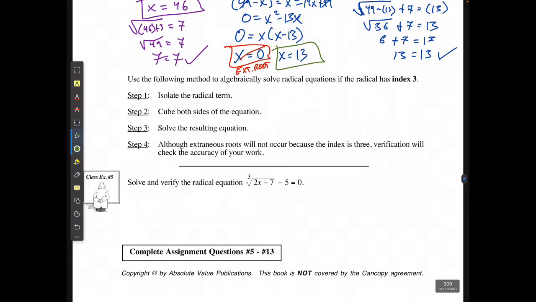If I have a cube root that I need to solve, I'm going to do the same thing. It's just that in order to get rid of the radical, I'm going to cube both sides of the equation because I need to be able to cancel it out. Everything else works the exact same way.